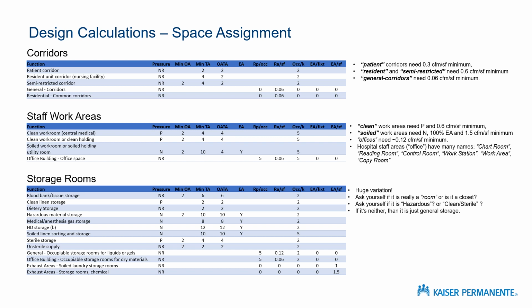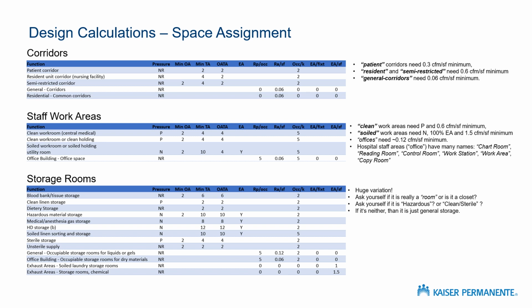We had in California for a long time a code that said 4 air changes total air and 2 air changes outside air in corridors. That has gone away, so now we're back down to 2 air changes in corridors. But that really is for patient corridors. There's also some other classifications to the code for resident unit corridors that still have the 4 air changes. Semi-restricted corridors, if you use that designation, then you're going to wind up with higher minimums in those corridors.